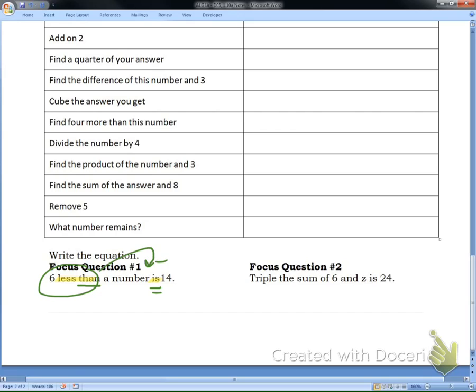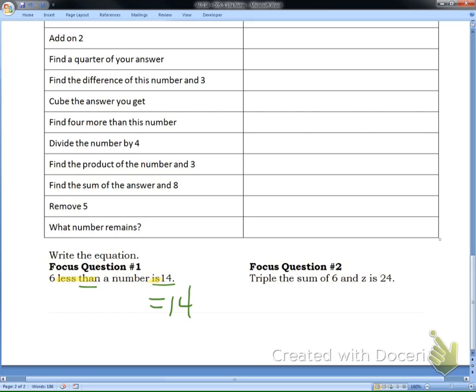So we know is means equals. So what is equal to the 14 is going to be part of our equation that we need to write. And then we see the words less than. Well, remember that when you see the word than, that means whatever number comes before it, you need to hold that thought or stick it at the end.